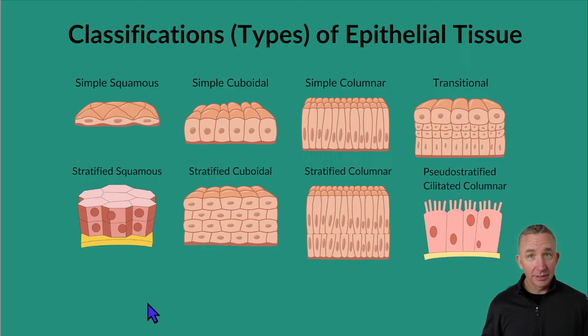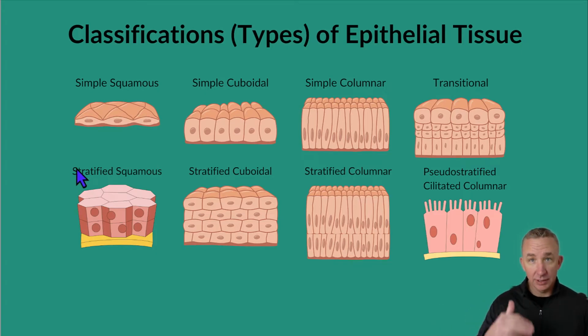When we covered our characteristics, one of the things we talked about was polarity, that it had two distinct sides, a basal surface and an apical surface. How we describe that is the number of layers. So you see across the board here, this says all simple, and this says stratified. Simple means it's one layer of cells. Stratified means it's 2+ layers of cells.